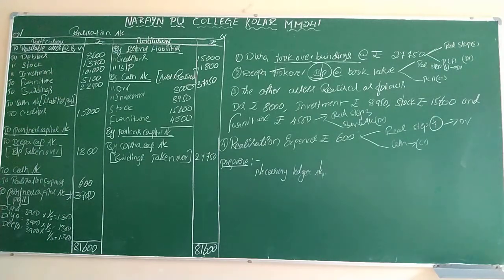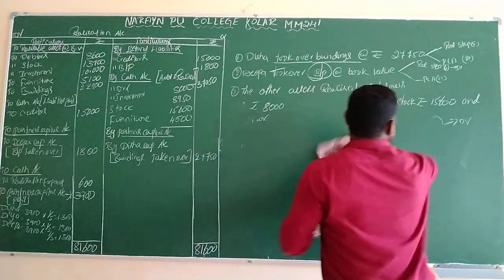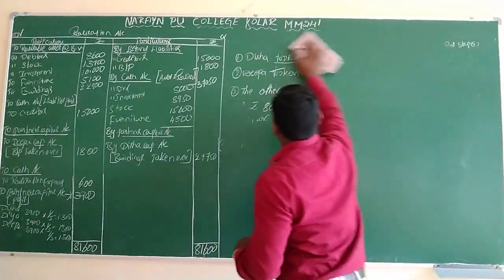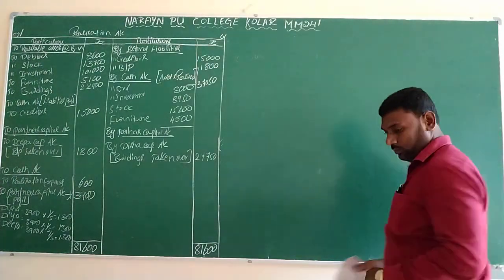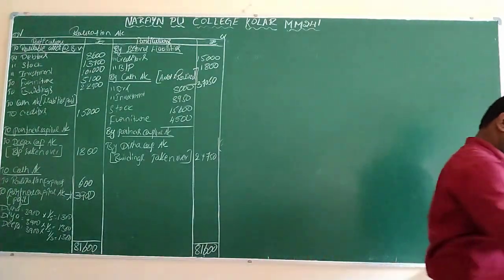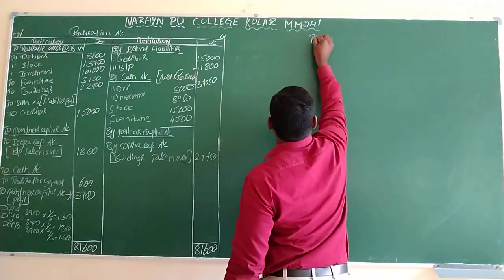Let us move to the second phase of the account, that is partners capital account, that we have to prepare here. Next we have to draw the columns for partners capital account.